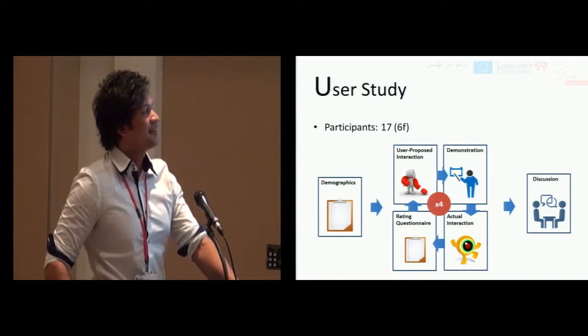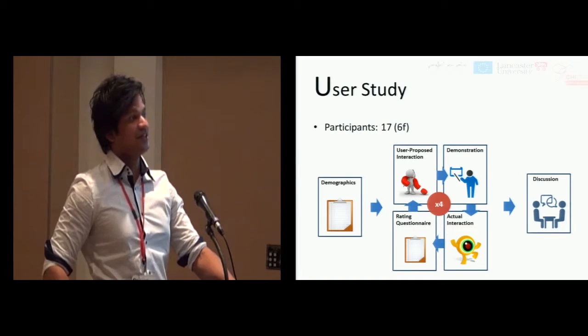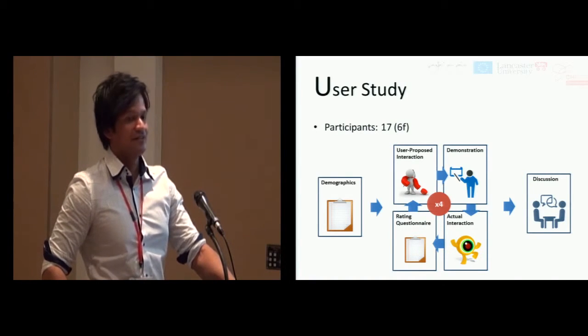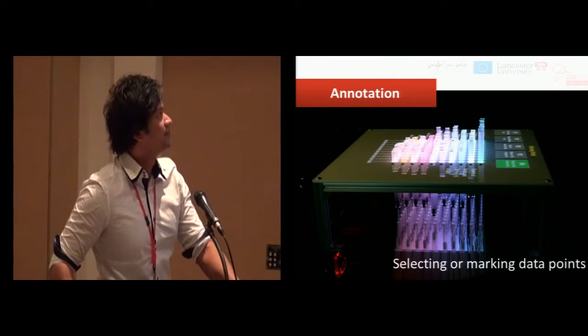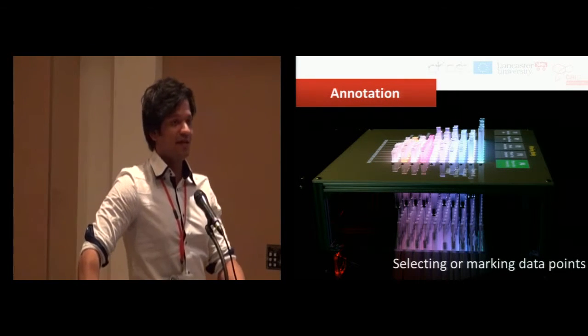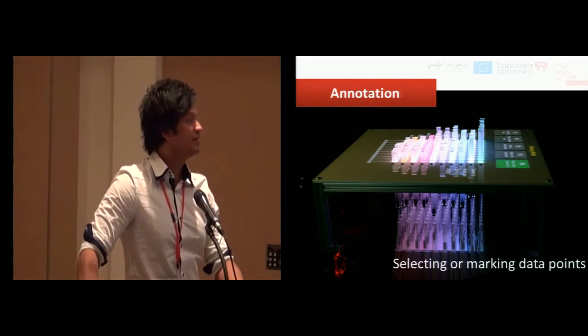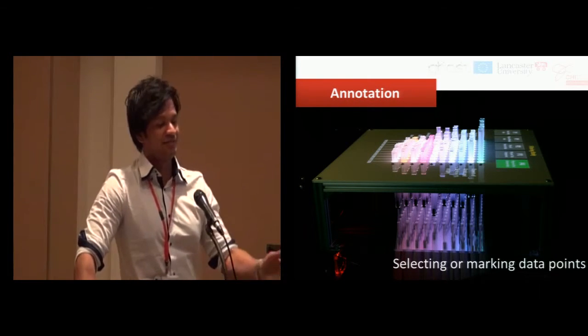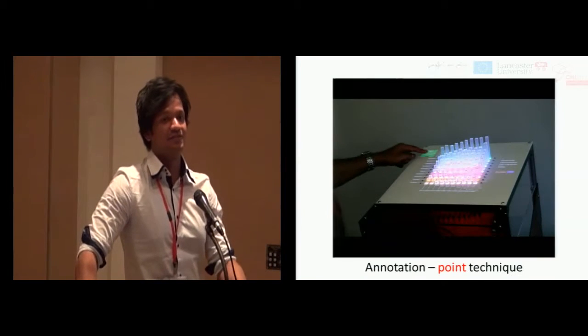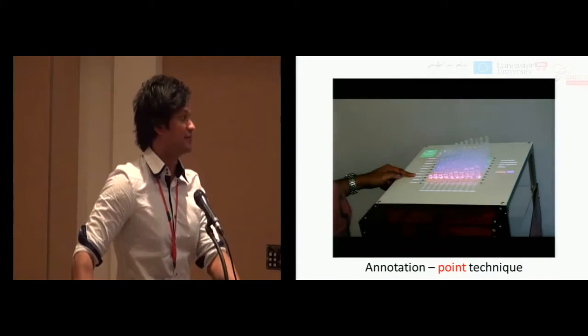So at the end of the study, we had a semi-structured discussion with them to find out how they felt about the interactions. So I'd just like to go over the techniques now and what we found from the user study. So annotation might involve selecting a specific bar because it might be interesting, so the highest value on the bar chart, for instance.